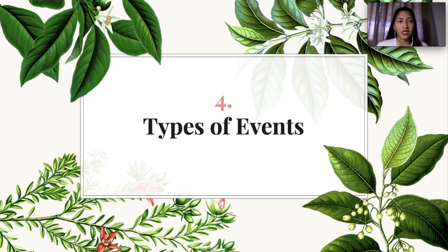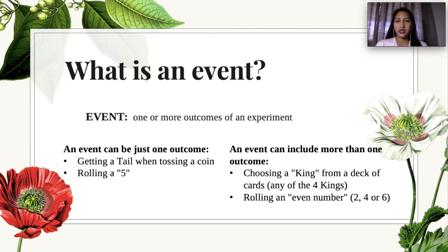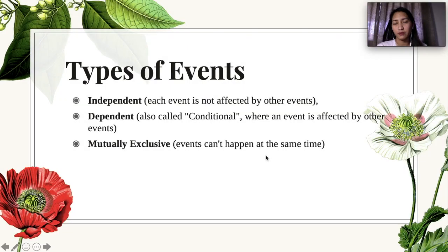So now let's proceed to the different types of events. What is an event? Again, going back to the definition, an event is one or more outcomes of an experiment. An event can just be one outcome or can include more than one outcome. There are 3 types of events in this lesson. The first one is independent, the second one is dependent, and the third one is mutually exclusive.